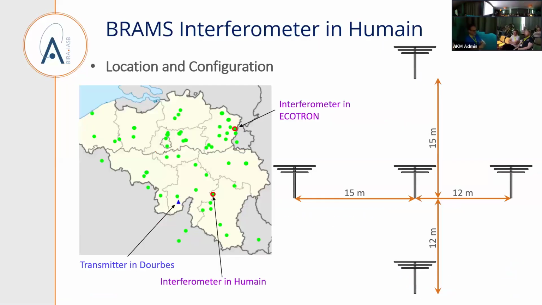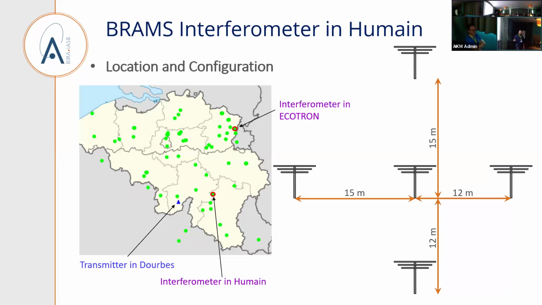Just a small overview, you saw it already before. We do have our transmitter here at DERB. We have one interferometer here in Humain, and we have a new interferometer here in ECOTRON. For now, I did the calibration for the interferometer in Humain. The calibration for the interferometer in ECOTRON will follow soon.